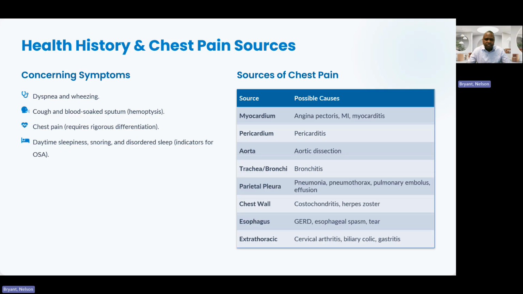So it's a good idea to ask some questions about the onset, duration, or characteristics of those symptoms, especially if they complain of pain and other symptoms like cough or dyspnea or daytime sleepiness, which may also contribute to sleep apnea, mostly obstructive.